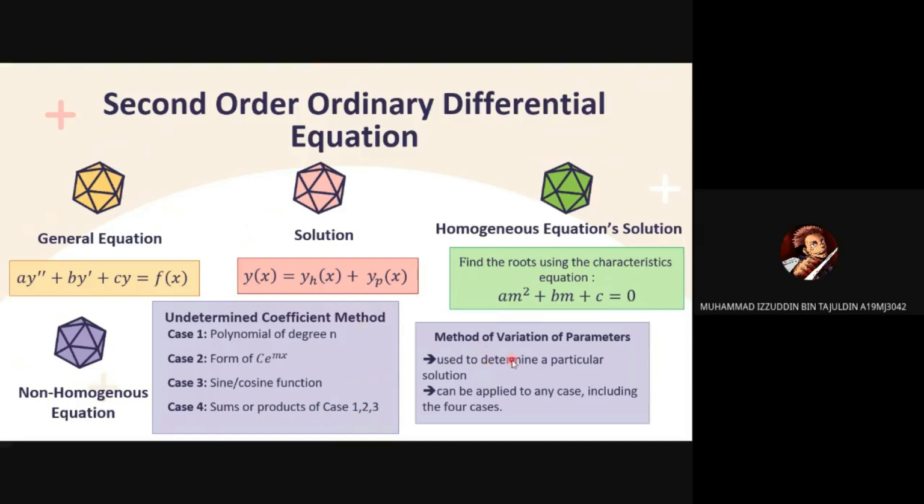And the other method, which is method number 2, is the method of variation of parameters. It is used to determine a particular solution, and it can be applied to any case, including the 4 cases.